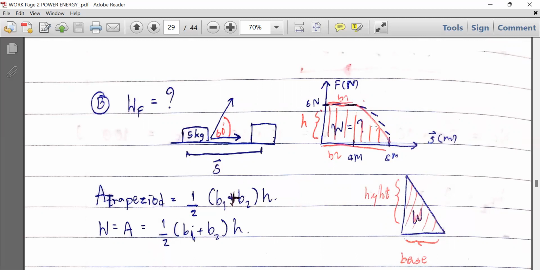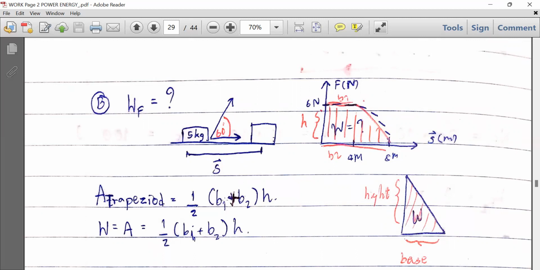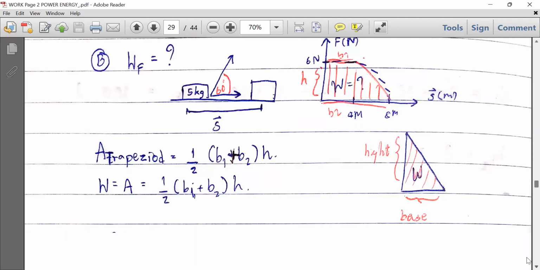And this area under the graph is, of course, equal to the work done. Remember that to get the area of this trapezoid, you need the formula 1/2 times base 1 plus base 2 times height. So here you have base 1, and here you have base 2. Okay? So you add base 1 plus base 2 times height divided by 2. Or you can also do this by getting the area of the square here plus the area of the triangle here. But the easiest way is to get the area of the trapezoid. So as long as you know the area of the trapezoid, you will get the work done on the object.